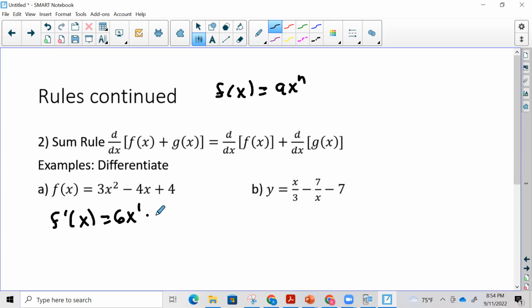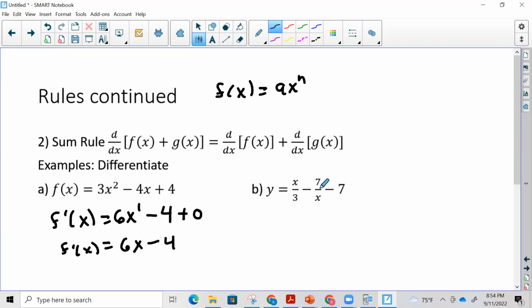For the negative 4x, remember that when I have negative 4x and it's x to the first, it always just becomes the constant in front, because this is like y equals negative 4x, and the slope is negative 4. And then the derivative of a constant is always 0. You can write plus 0, but we usually don't. So this would just be 6x minus 4. But as a reminder, the derivative of a constant is always 0.